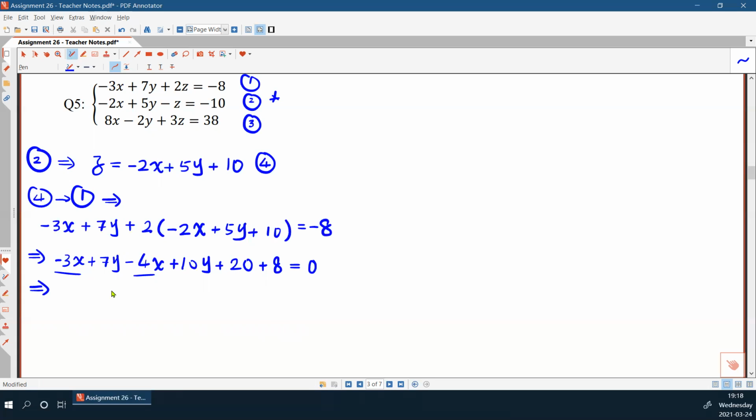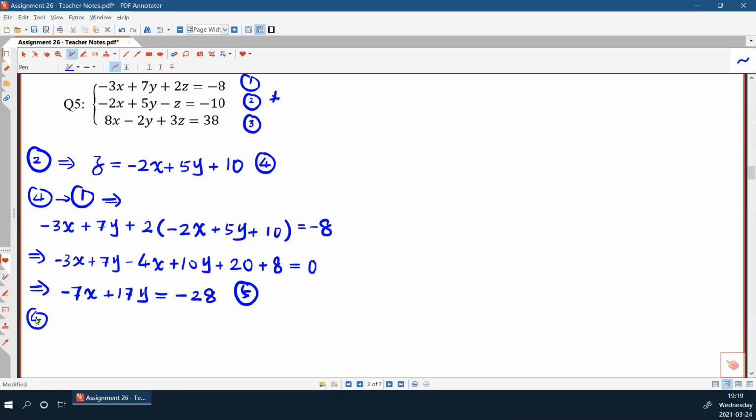Okay, then let's combine all the similar terms. Minus 3x minus 4x gives us minus 7x. 7y plus 10y means 17y, right? Okay, and equals 28. On the other side of the equation, you will get minus 28, right? Okay, double check. Minus 7x, 17y equals minus 28. Okay, so let's call this number 5.